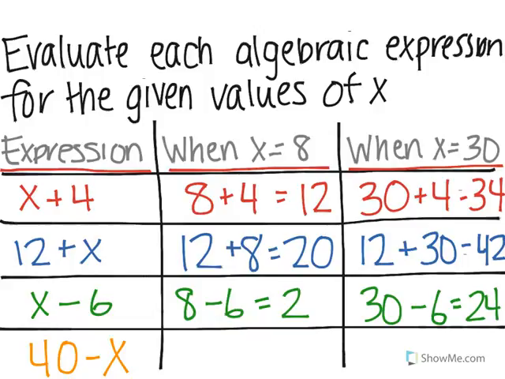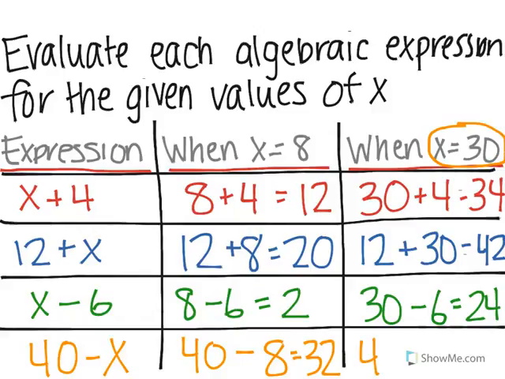And our last one, 40 minus x. We're going to put 8 in for x. So 40 minus 8 equals 32. And over here, x equals 30. So we're going to put 30 in for x. 40 minus 30 equals 10.